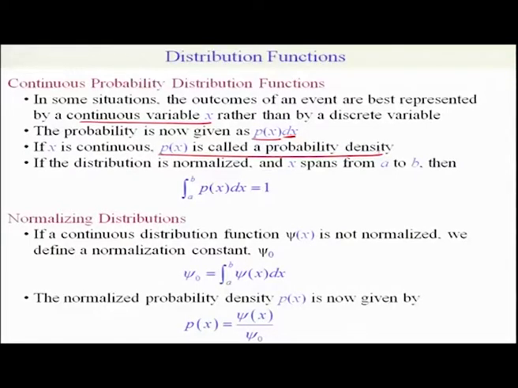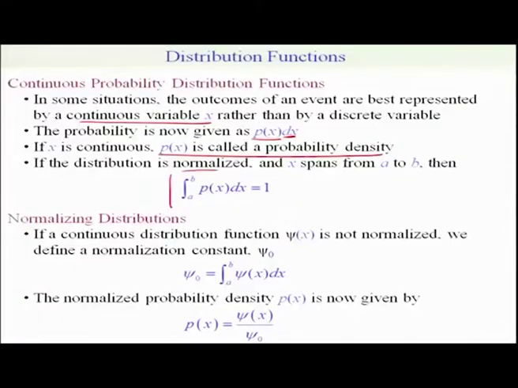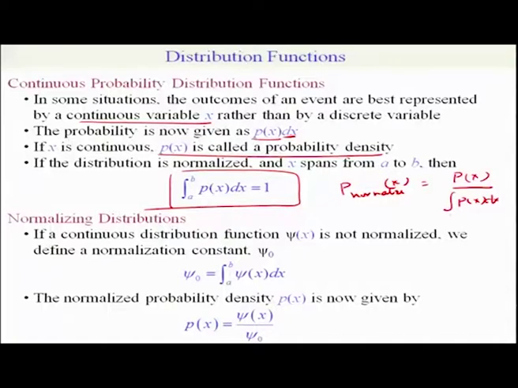Now, the probability distribution in general should be normalized for a given range, and hence you need to make sure that the integral of p(x) from a to b is 1. Thus, if you want to normalize p, the normalized value should be p(x) divided by the integral from a to b. So, this would be a normalized version of it.